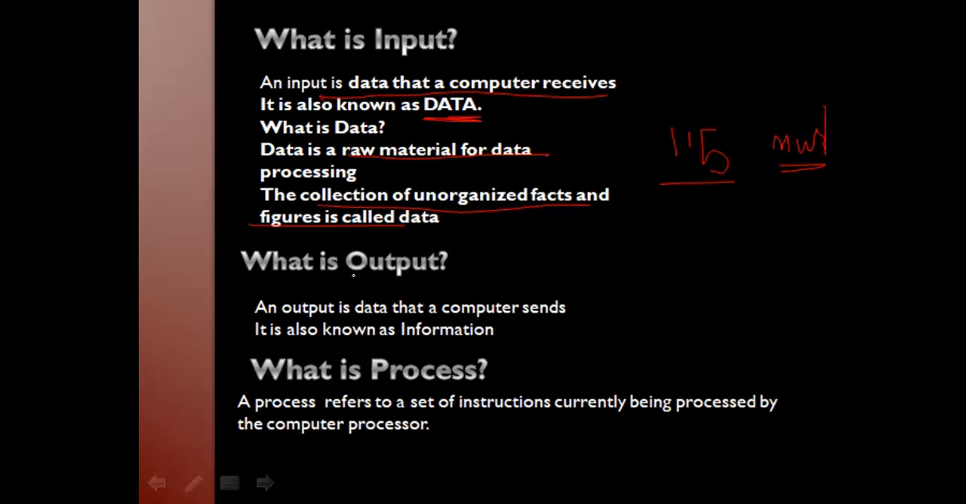So what is output? As we know, output is known as information, and output is data that a computer sends. The data that a computer sends us is known as output. It is also known as information. Information is data that has been processed in such a way as to be meaningful to the person who receives it. It is anything that is communicated.